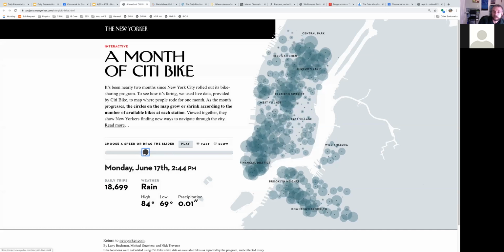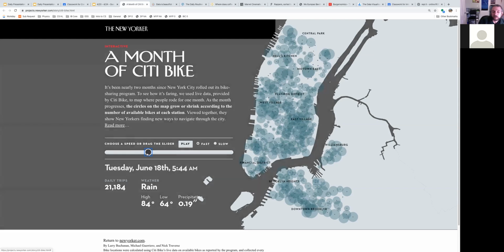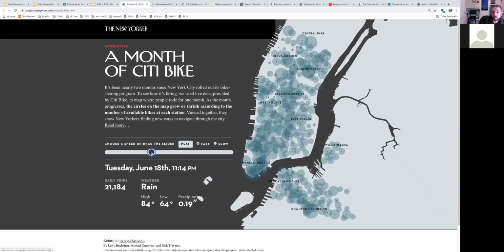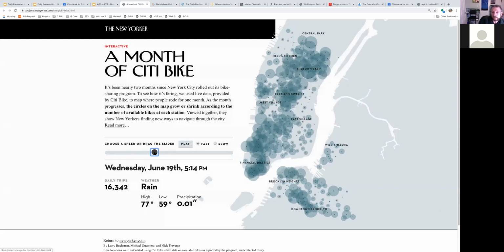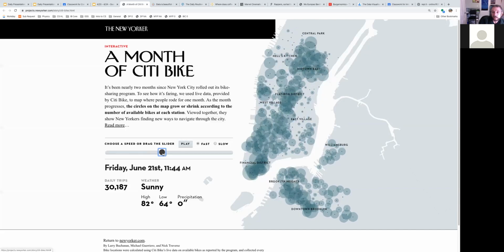But it was also rainy, so that could mean something as well. There are so many dimensions to this data. It's telling us the temperature, it's giving us the weather, we've got the time, we've got the day of the week. All of those things influence whether or not people are going to be biking and where they are biking. So a really cool visualization of the data.